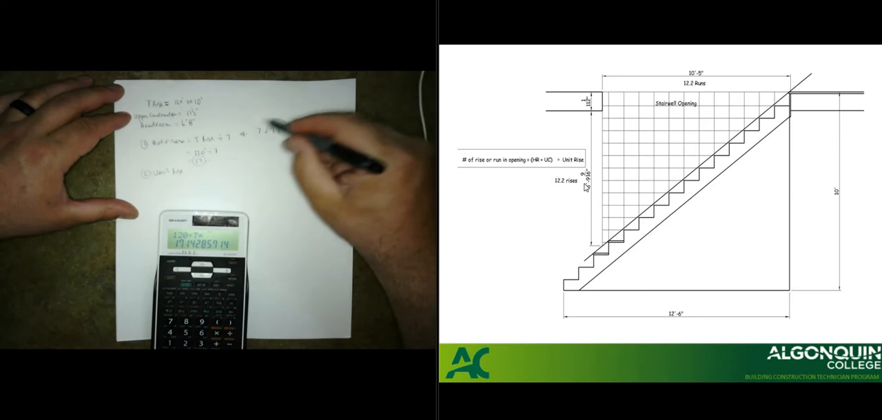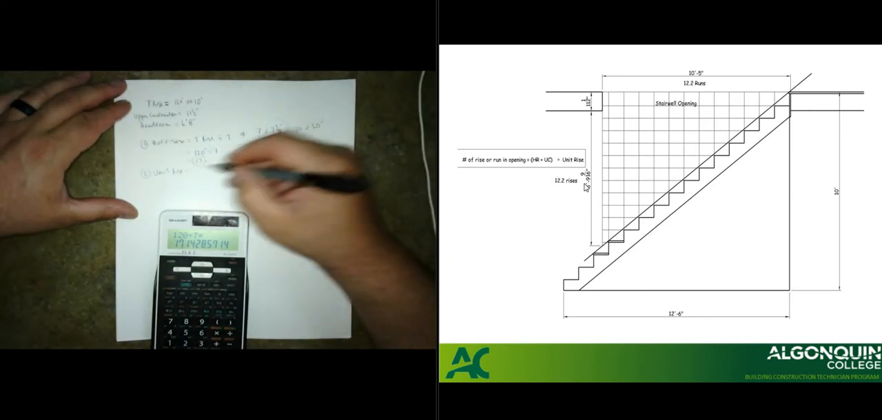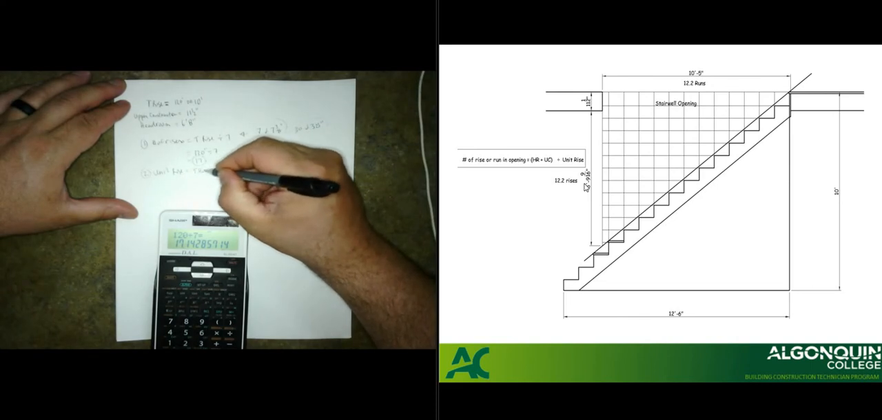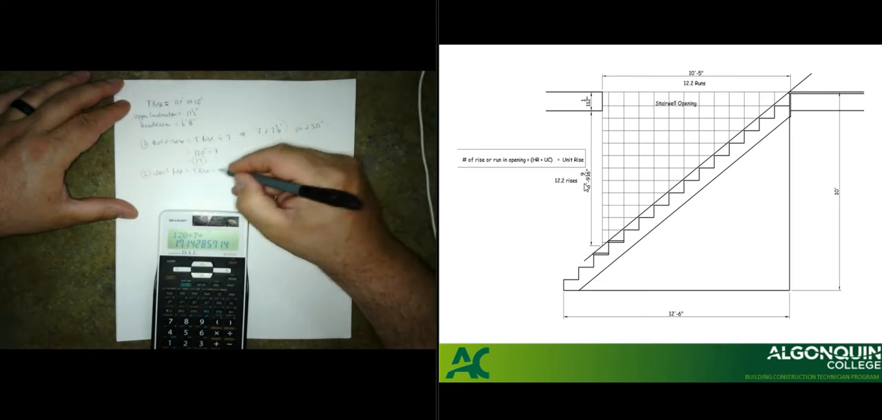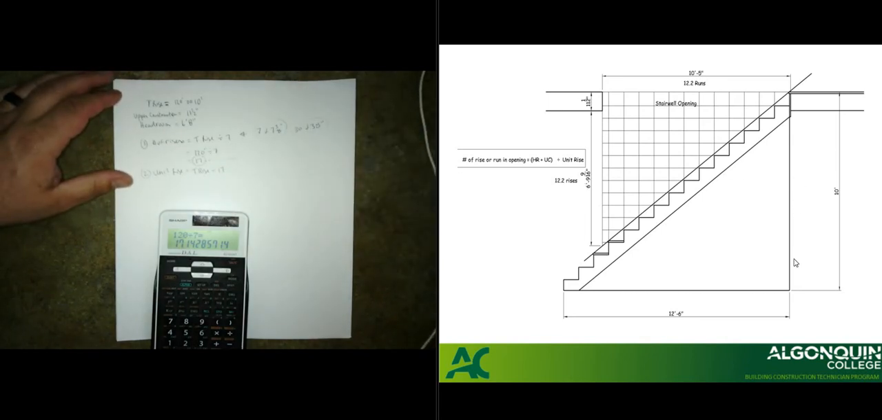Again, I want my unit rise to be between 7 and 7 7/8, which is code. That's the max. So I'm going to take the total rise now and divide it by the number of risers, 17. So I basically have a set of stairs that from here to here is 120. I just determined that there's going to be 17 risers.